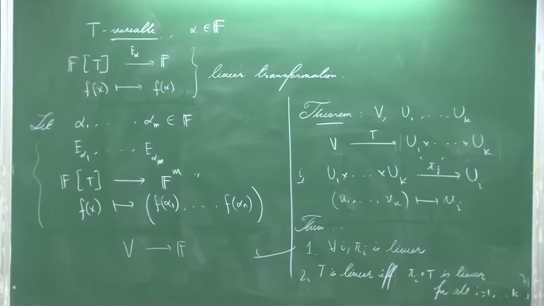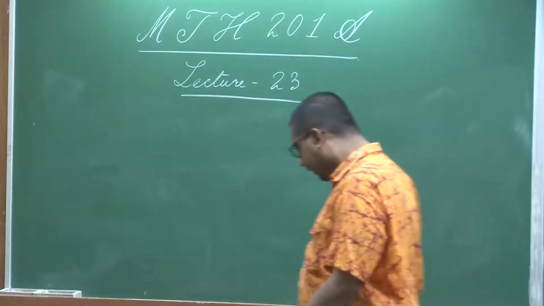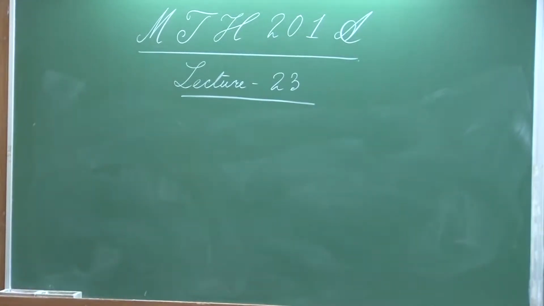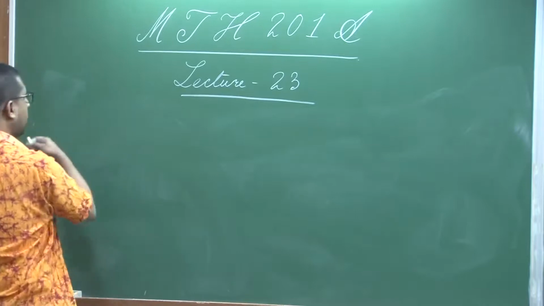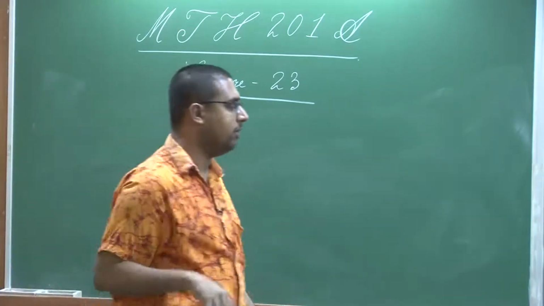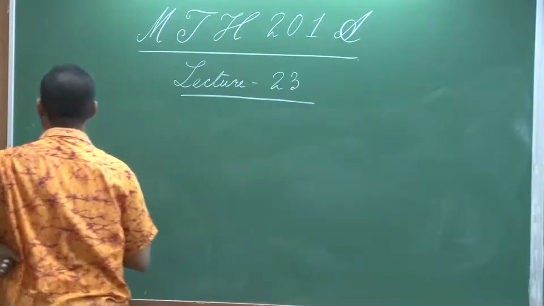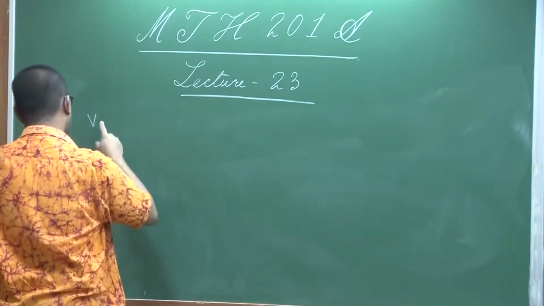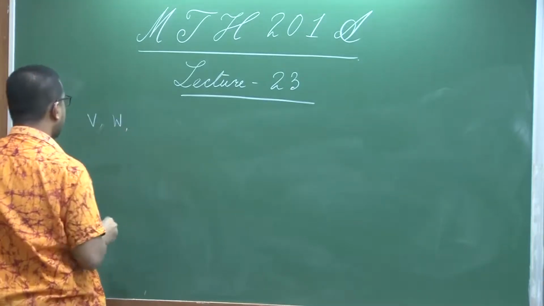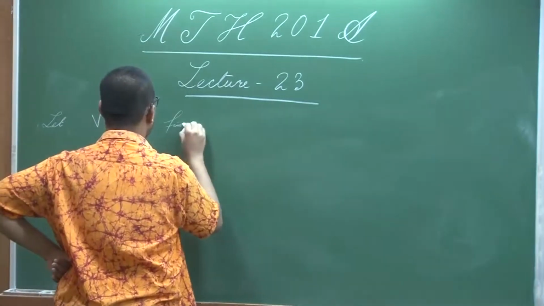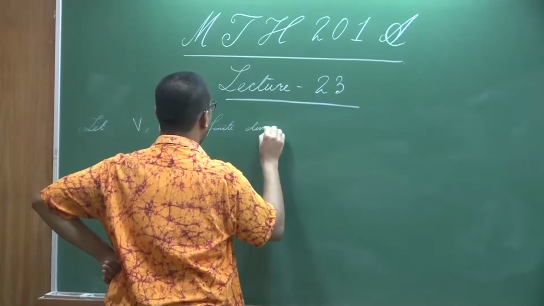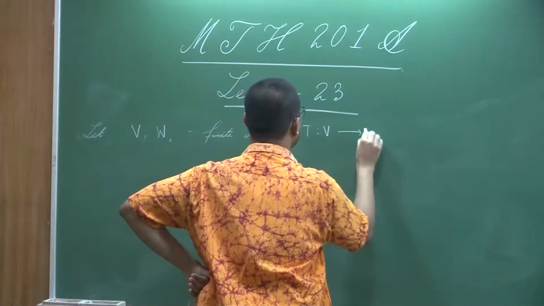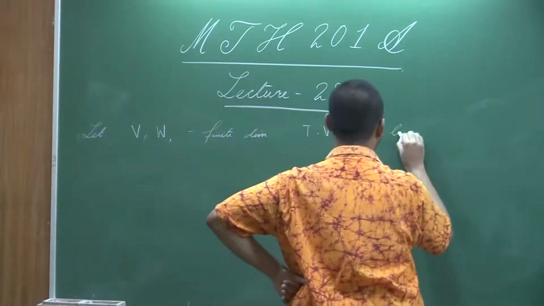So, now let us move on to something else. Fine. Now we move on to a completely different thing. Let's start with two vector spaces V and W. Assume they are all finite dimensional, and let T be a linear transformation.